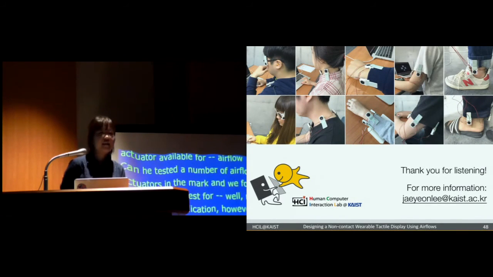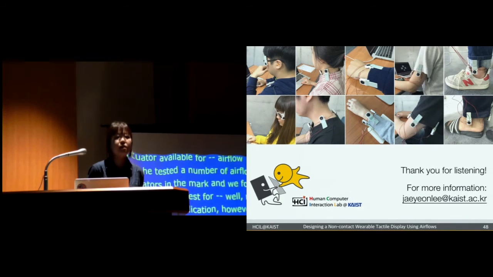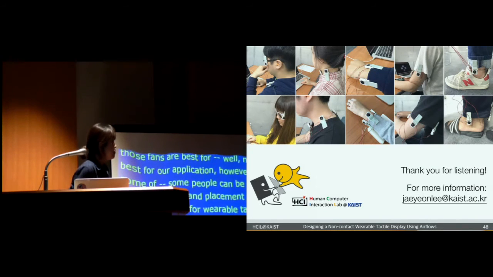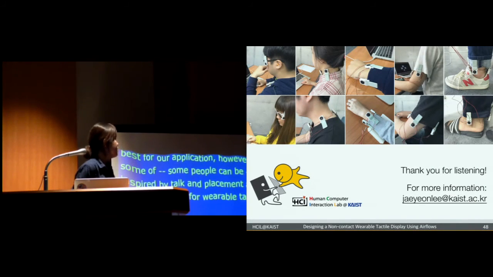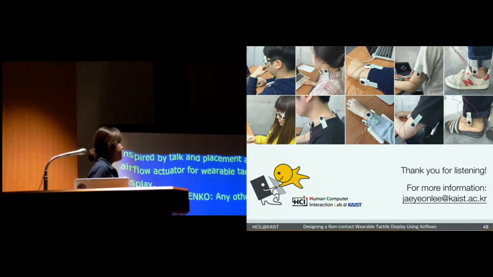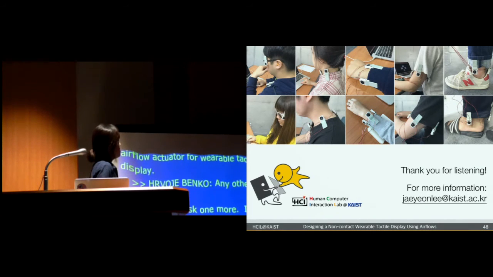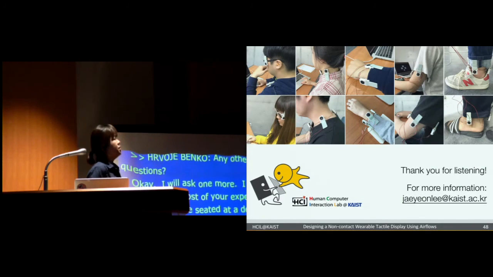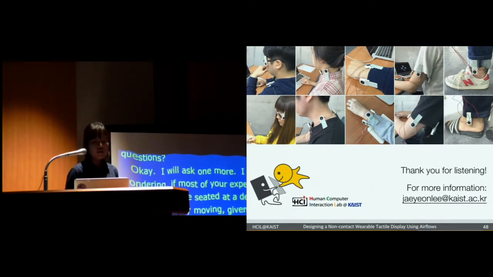Any other questions? Okay, I'll ask one more. Well, I was also wondering if most of your experiments were with people seated at a desk without anybody moving. Given that this is airflow and you feel airflow on your skin, do you have insights on how movement, like natural movement, walking, or even just moving your hand, affects the perception of the stimuli?